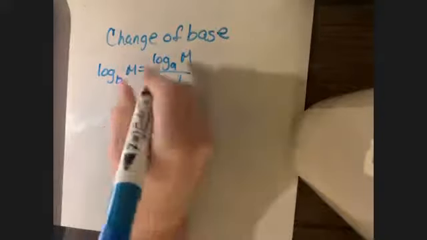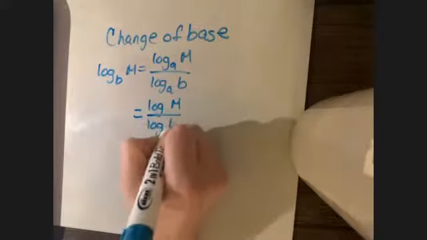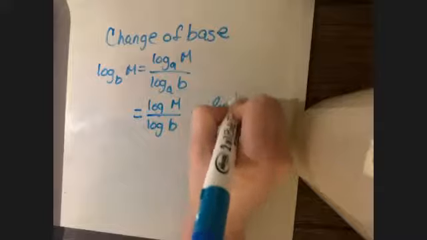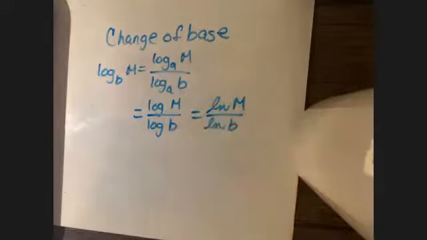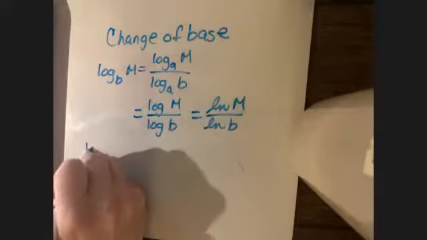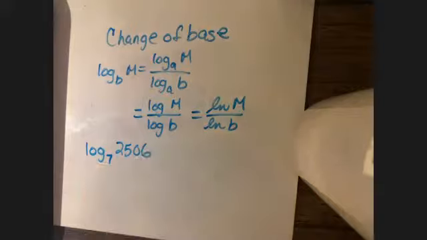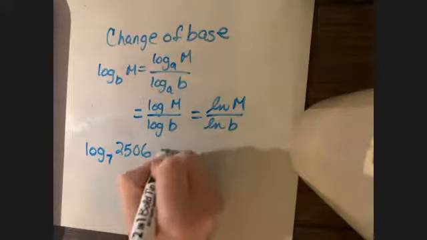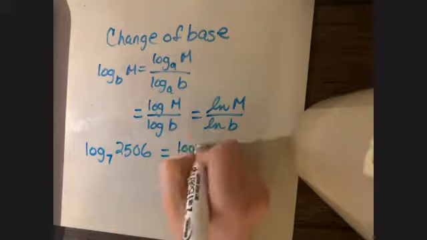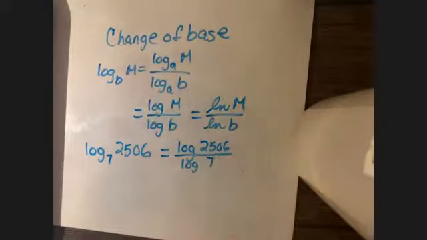So what we more often see this as is we will go over to common log or natural log. So we will either use common log here or natural log when we're processing through here. So taking a look at an example, if I want to do something like log base 7 of 2506, if I were to do this in common log, I would have log 2506 divided by log 7.